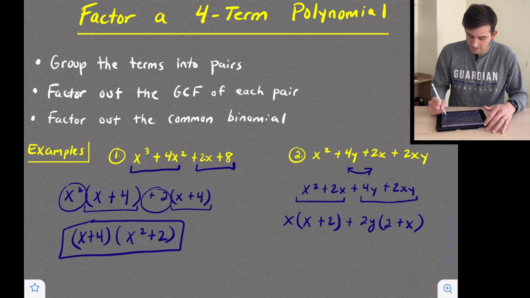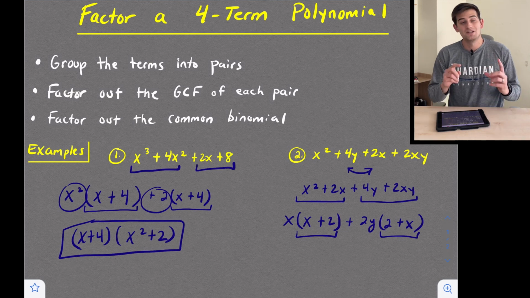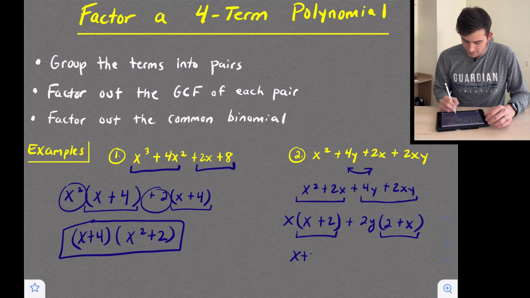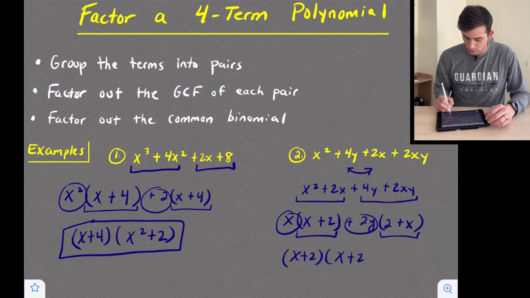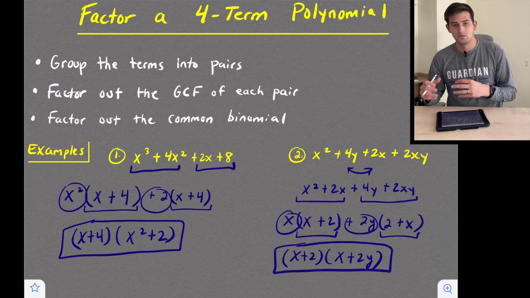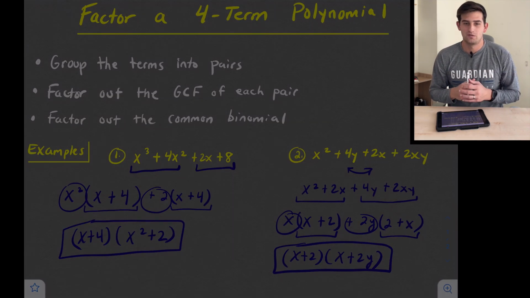We multiply by x. Okay, so now I know this binomial looks different, but it's addition, it's commutative. We can just reverse the order. So we can factor out this x plus 2. And now we have x and plus 2y, so that would be our other factor. Our final answer is x plus 2 times x plus 2y, and that's how you factor a 4-term polynomial.